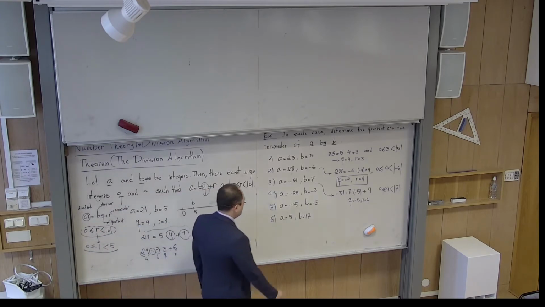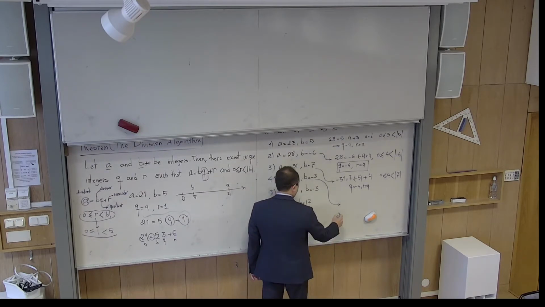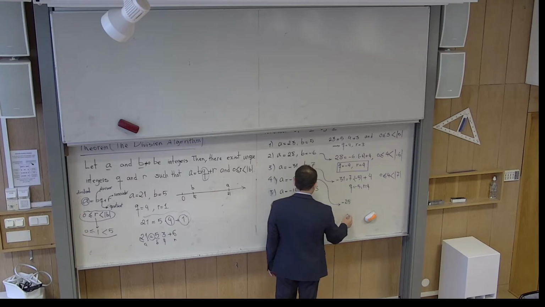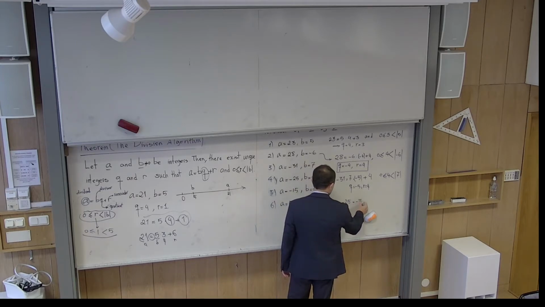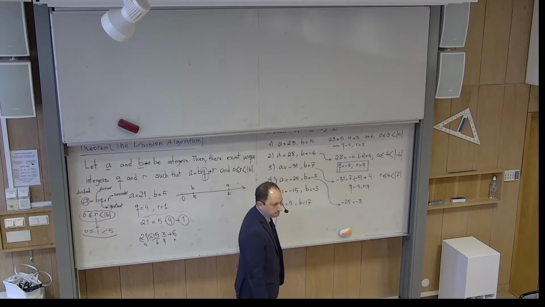Okay, so we now go to the next one. So what is this one here? I have to write -25, and then I have -3 here. So what should I do? I multiply by which Q and add which R to it, so that I come back to here and I also respect that extra condition.